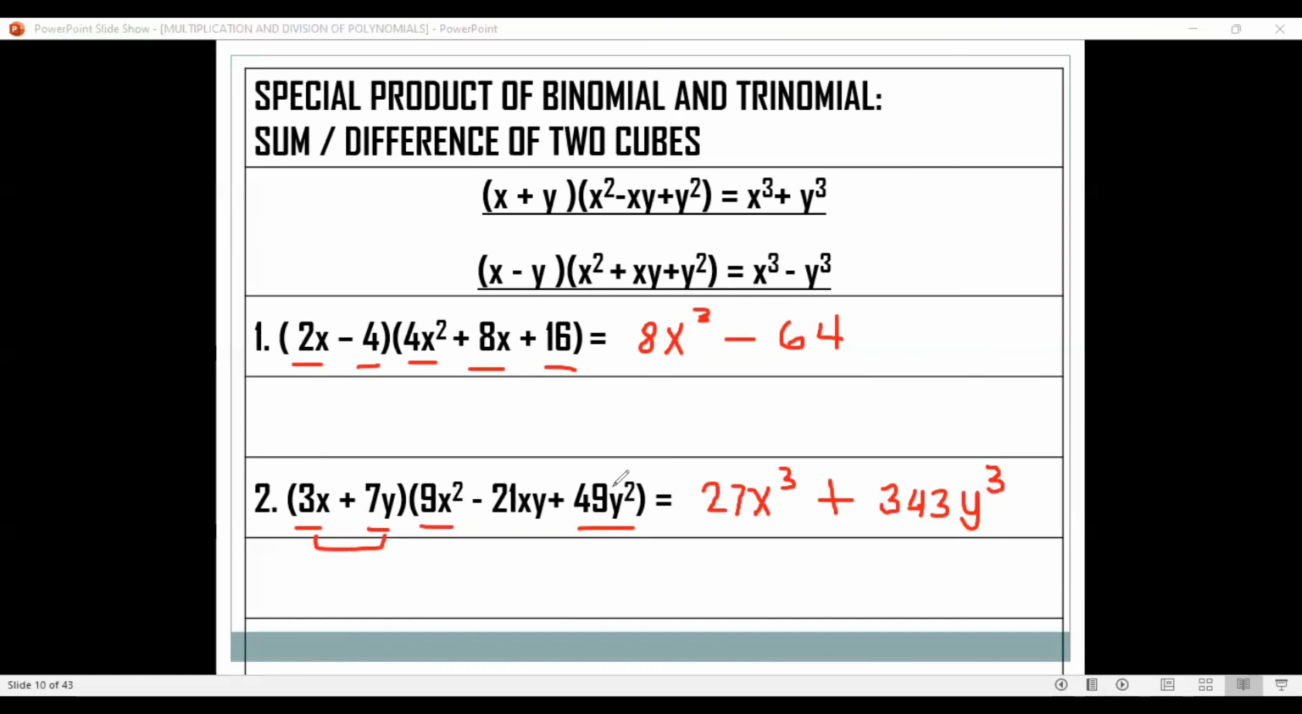Again, this one is only limited with the following condition. When you have x plus y, the multiplier should be x squared minus xy plus y squared for you to have x cubed plus y cubed. In the same manner, if you have x minus y, it has to be multiplied only by the square of your first term, the negative of the product of the first and the second, and the square of the second term to arrive at an answer, which is the difference between your cubes, x cubed minus y cubed.